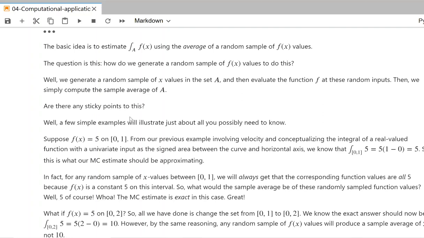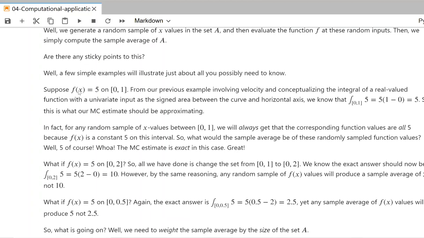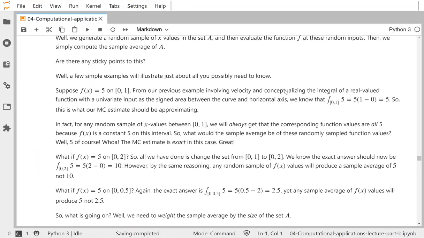Are there any sticky points to this? Well, a few simple examples will illustrate just about all you possibly need to know for the purposes of our notebook. Suppose the function f of x is equal to 5 on 0 to 1, so it's much like the velocity we were studying before, when it is constant. From our previous example involving velocity and conceptualizing the integral of a real valued function with a univariate input as the signed area between the curve and the horizontal axis, we know that the integral should be 5. So this is what our MC estimate, our Monte Carlo estimate, should be approximating.